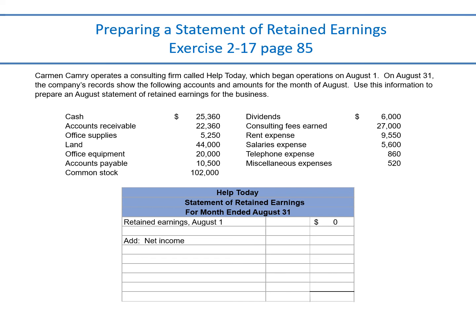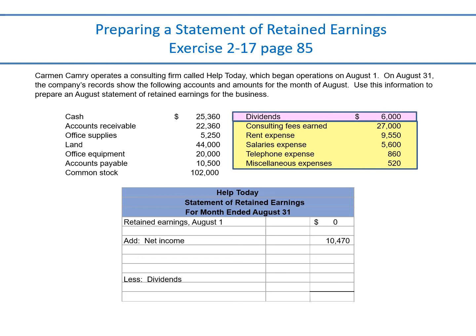In the previous example, not the one that you did by yourself, but the one that we did together, we computed net income to be these boxes in yellow, the sum of these accounts. So our revenues, or our consulting fees earned, less all of our expenses. And we learned that answer was $10,470 from our income statement. And then we subtract dividends. Dividends, they tell us, is $6,000.